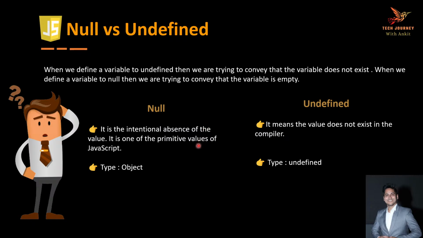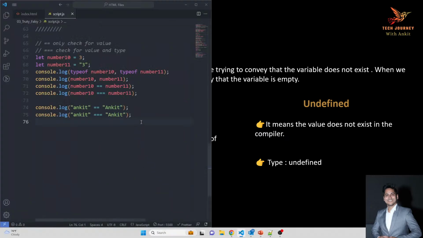Another difference here is that the data type of null is object, and the data type of undefined is undefined. That is the difference between null as well as undefined. Let's try to understand this again in VS Code.